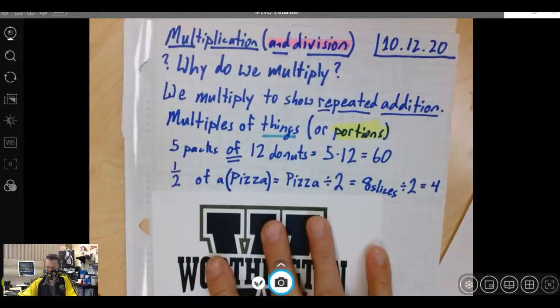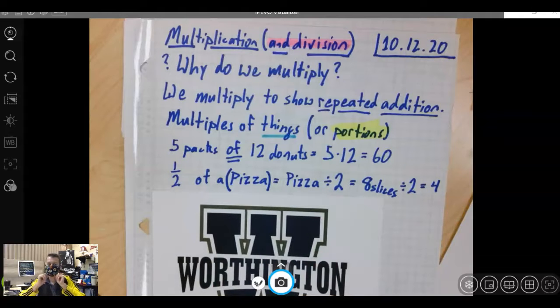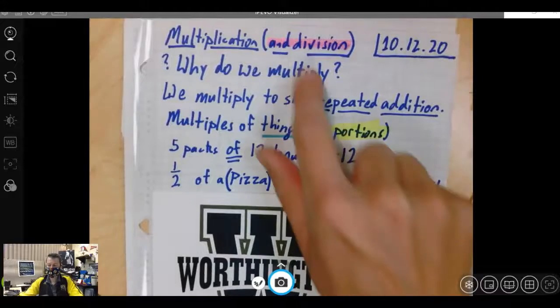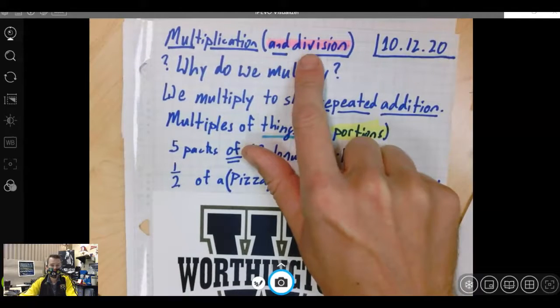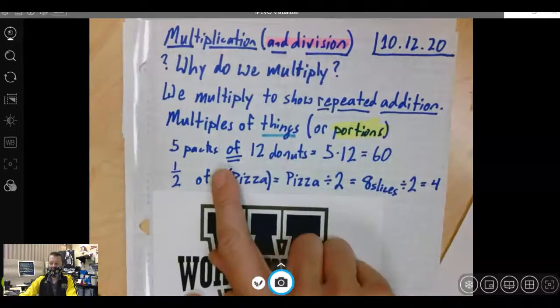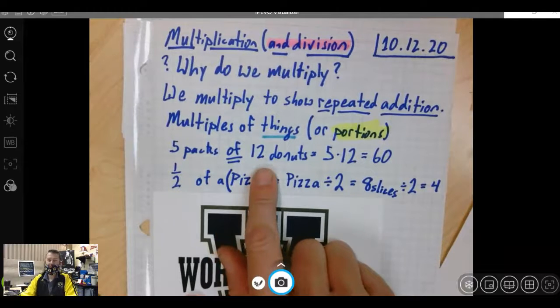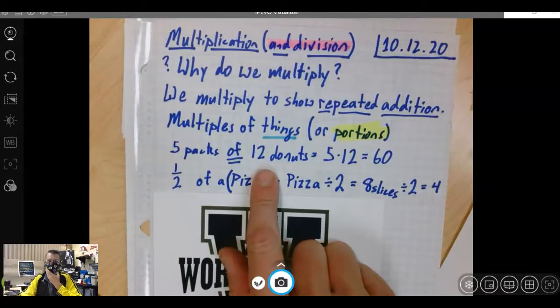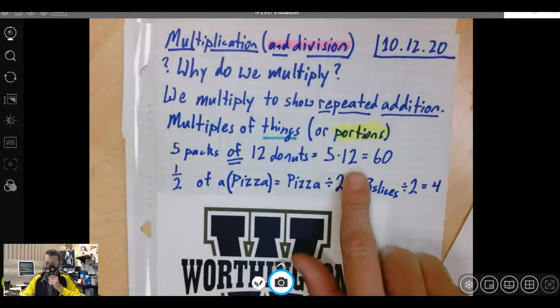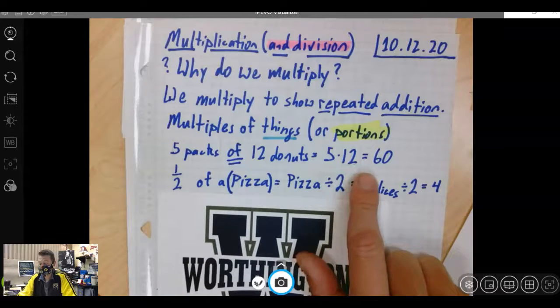So, another example. What if I tell you the other day I ate half a pizza when I moved my buddy? Well, this is where the division comes in, right? You guys should be pretty used to situations like 5 times 12. 5 packs of a dozen donuts. That multiplication is easier, right? We don't say easy, but we can say easier.